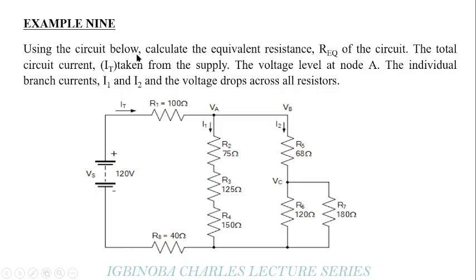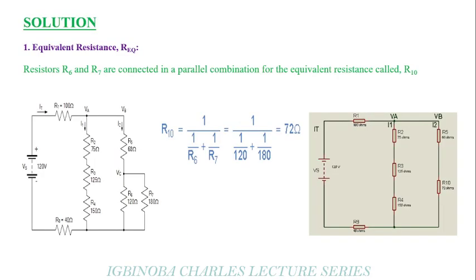So using the circuit below, calculate the equivalent resistance, which is R_EQ, for this particular circuit, the total current, which is IT, flowing in the circuit, then the voltage level at node A and node B, then the individual branch currents, which are I1 and I2, and the voltage drop across all the resistors. To do that, the first thing we need to do is to calculate the equivalent resistance in the circuit. We start gradually.